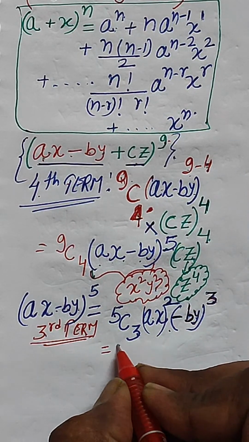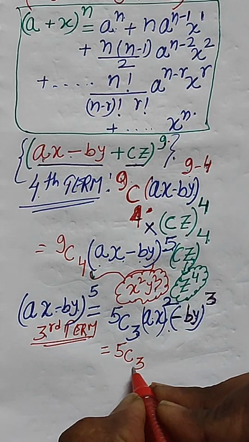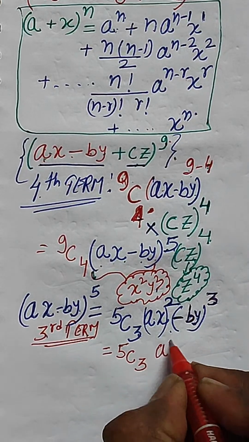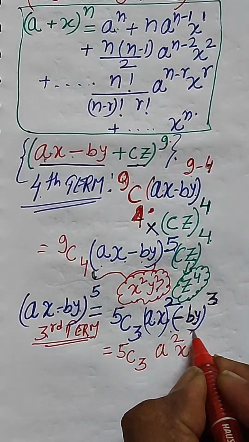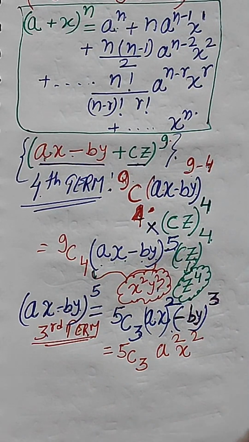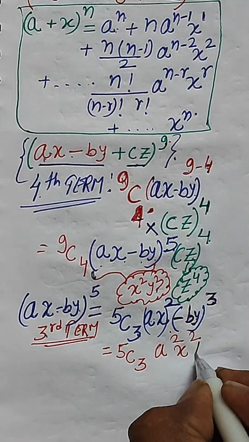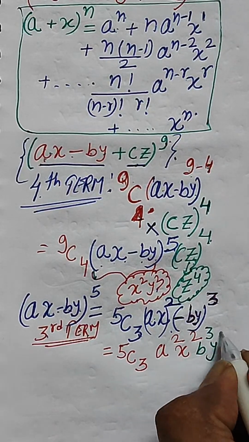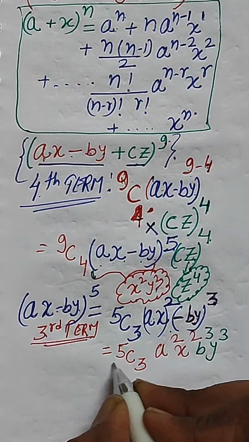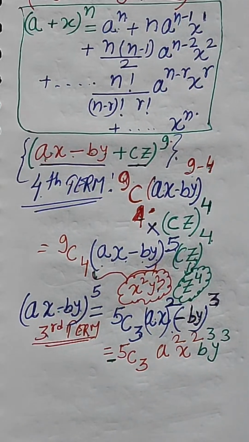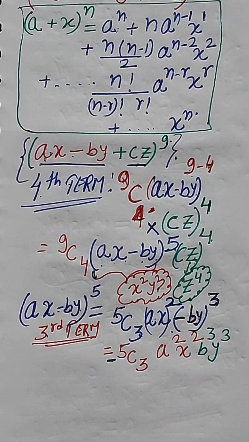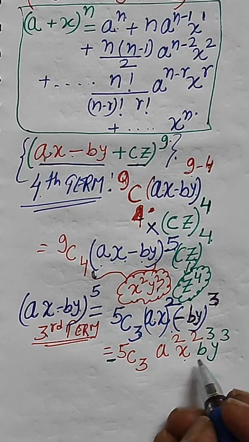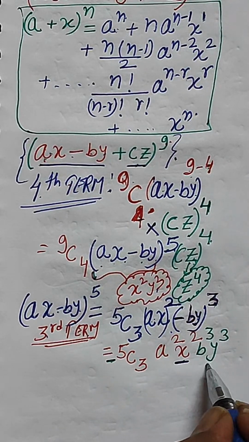So this will give you 5C3, then a square x square, then b cube, then y cube, and minus is coming 3 times, so that's why a minus is in the prefix. So this will give you the coefficient of x square y cube. You can see over here, this will give you the coefficient of x square and y cube.